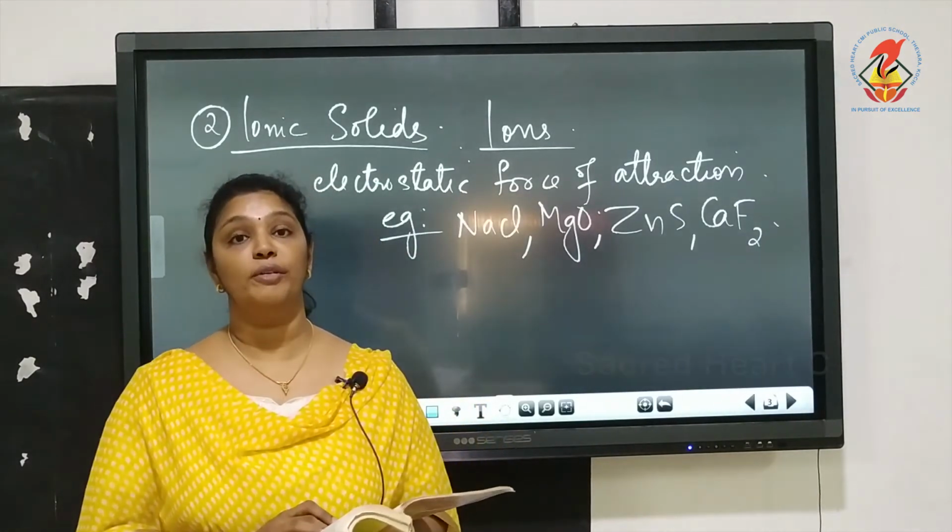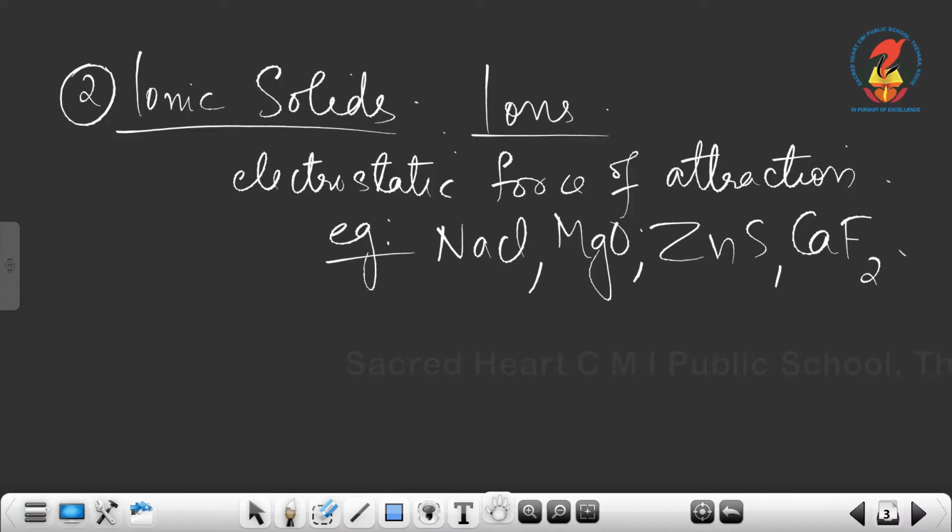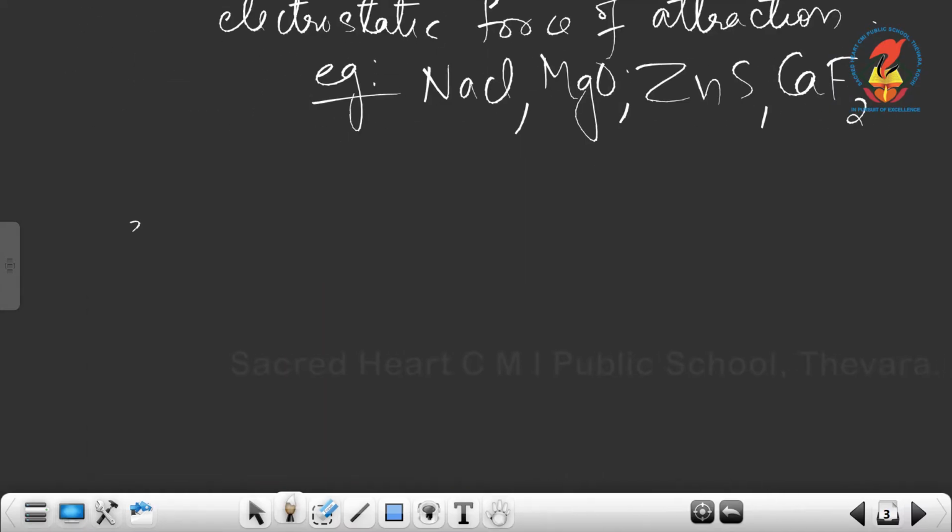Now, the third type of crystalline solid is metallic solids.